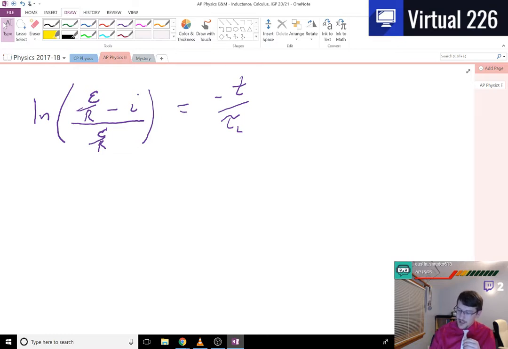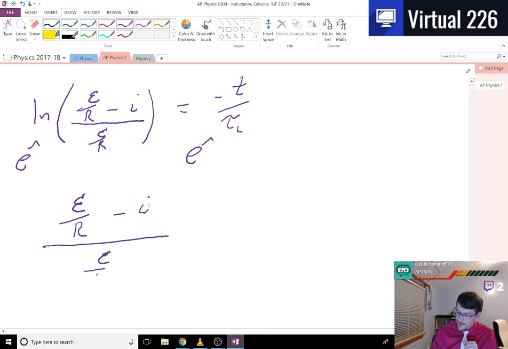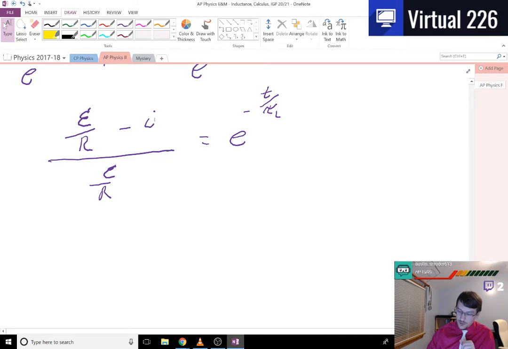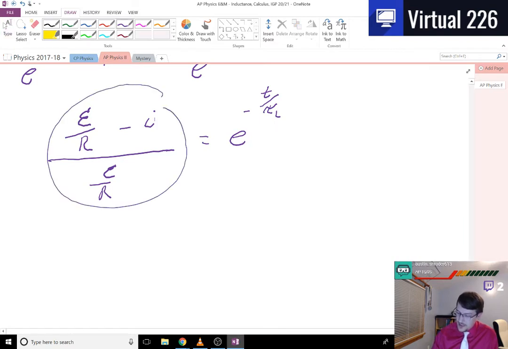To get rid of this natural log, exponentiate each side. At this point I'm kind of moving because I'm basically done. I see the light. E to the minus t over tau L. And then I can make a few quick plays here. I'm going to rewrite this side right here as 1 minus I over epsilon over R equals e to the minus t over tau L.